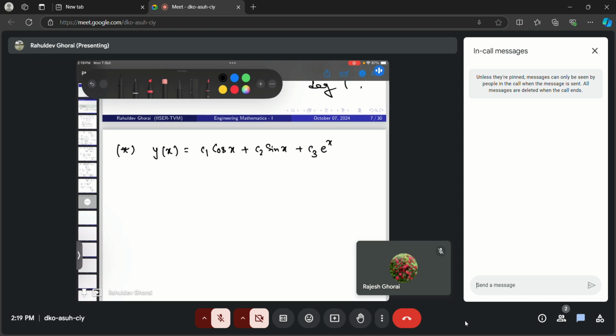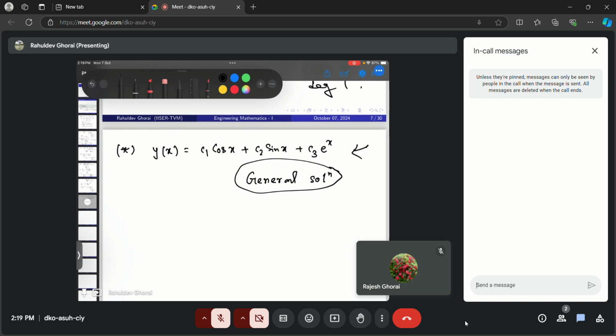So it is asking what will be the order of the differential equation which this y(x) solves. So y(x) is a general solution. All of you know what a general solution is. If this one is a general solution of a differential equation, then we have to find out the order of the differential equation. So what do you do then?